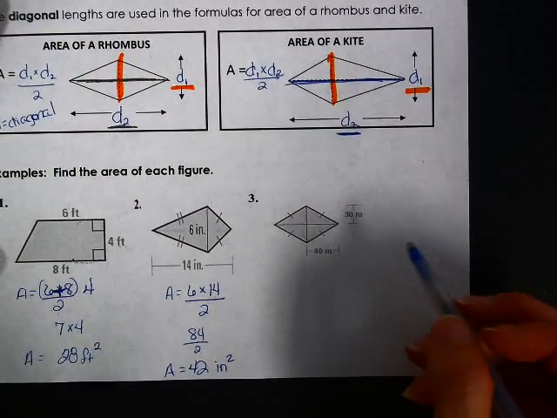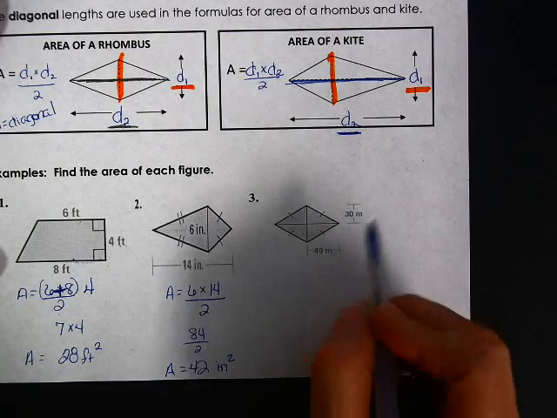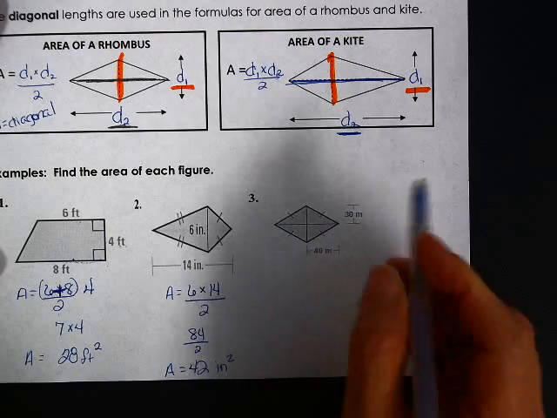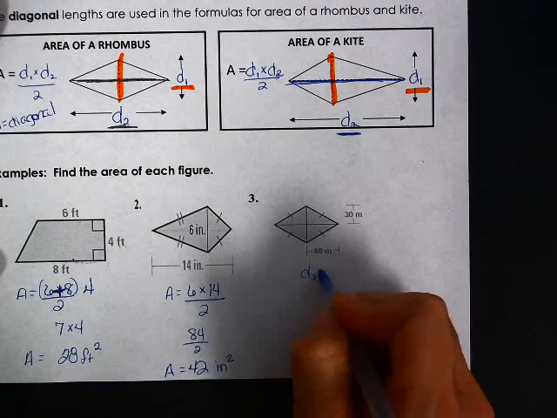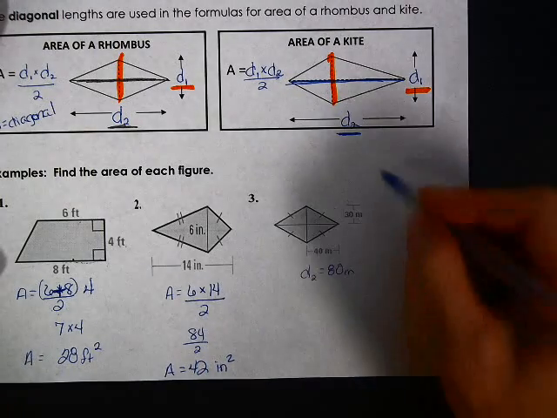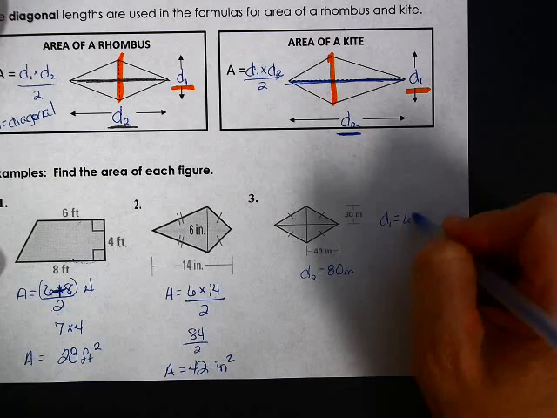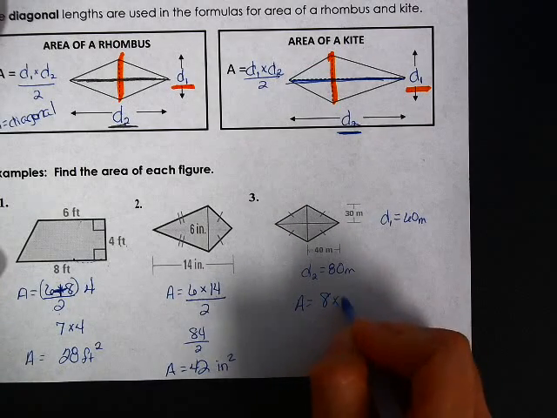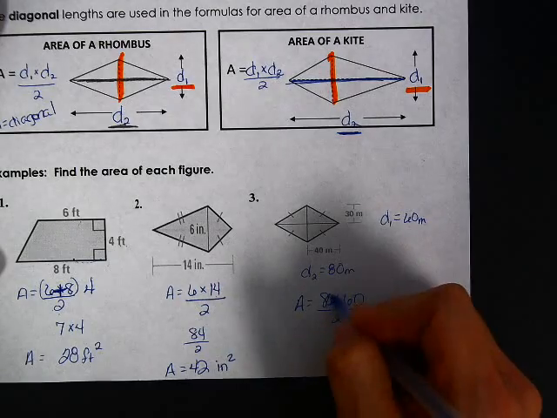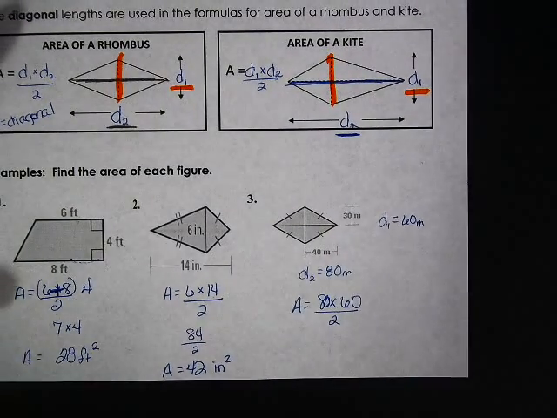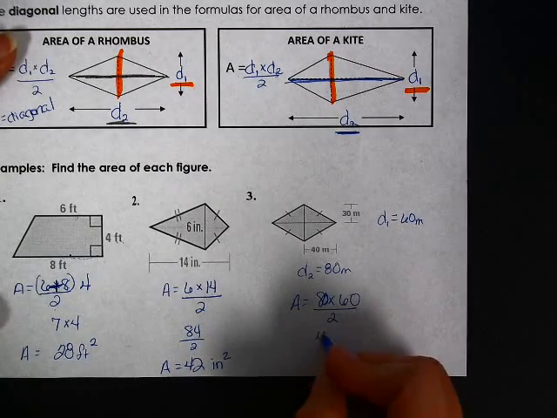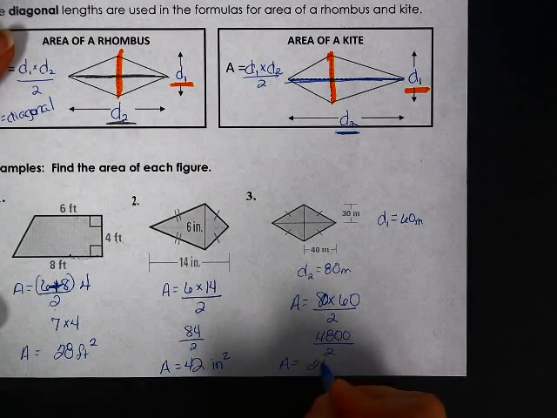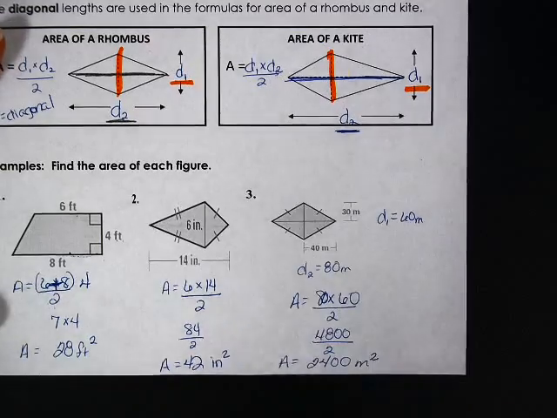All right, now our rhombus. Now notice this right here. See this little thing? That is only half of the diagonal. So the entire diagonal, we'll call that diagonal 2, is going to be 80 meters. And the entire diagonal 1 is going to be 60 meters. So make sure you pay attention to that. So our area is 80 times 60 divided by 2. Well, 8 times 6 is 48, and I've got 2 zeros after it. If I divide that by 2, I get 2,400 meters squared.